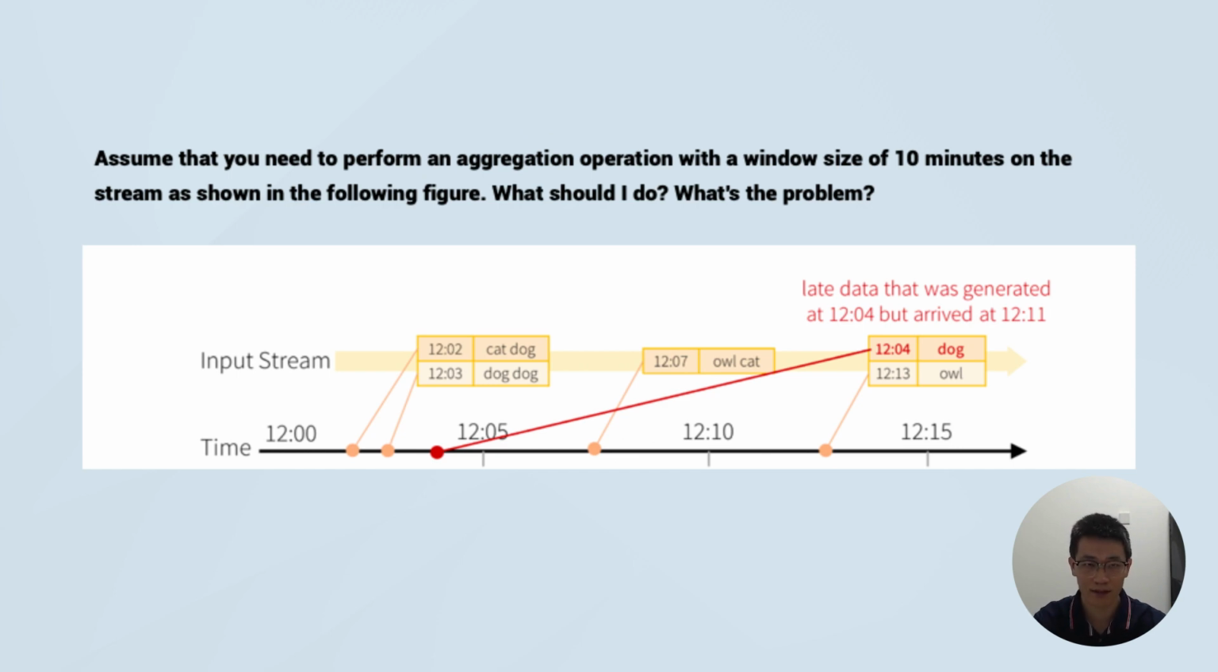Handling delayed data involves some trade-offs. If data arrives with significant delay, it might no longer be useful to process. Thus, two problems arise: handling data delay and managing state. We can't keep state indefinitely to avoid memory exhaustion.